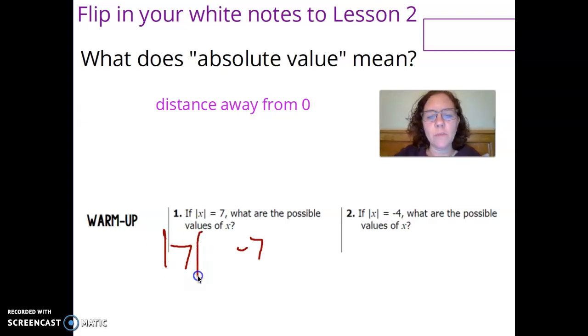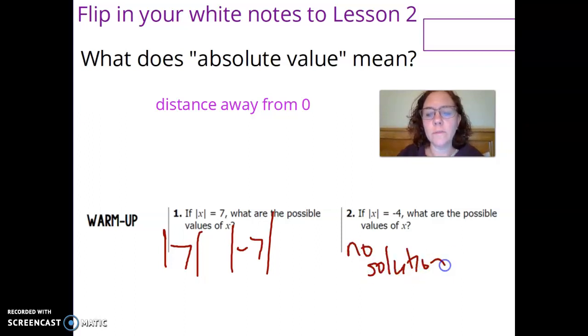So if we have the absolute value of 7, we get 7. And the absolute value of negative 7 also equals positive 7. Both of those turn out to have a positive answer. So look over here. We have some number whose absolute value is negative 4. That means that number, the measurement of the distance away from 0 is negative 4. Well, that's not possible. Distance as a measurement is positive. So in this case, we're going to have no solution.